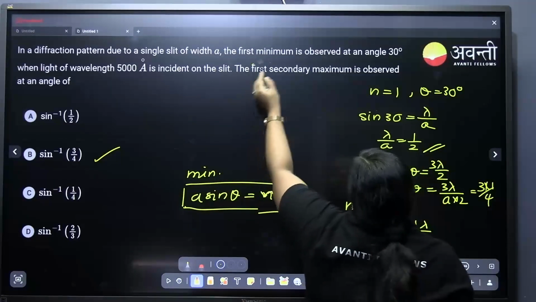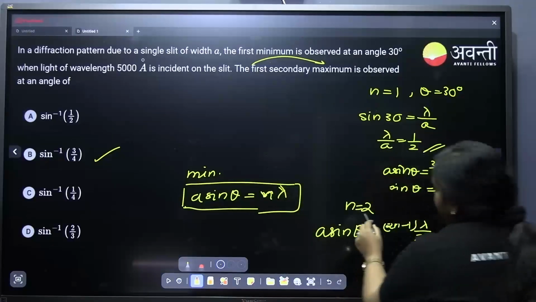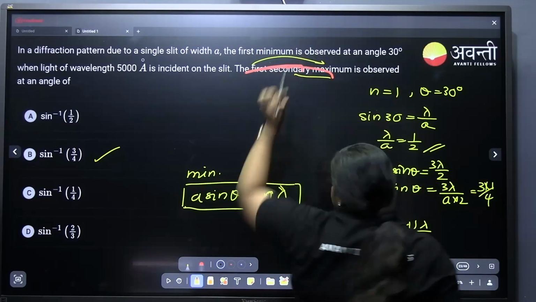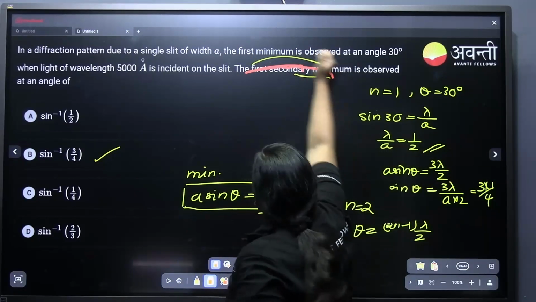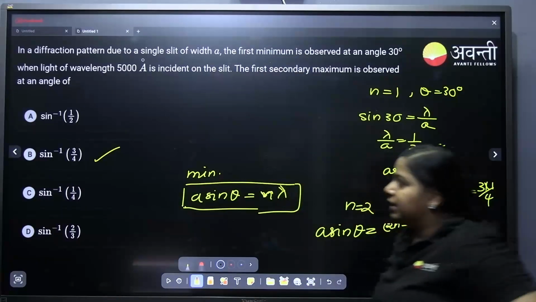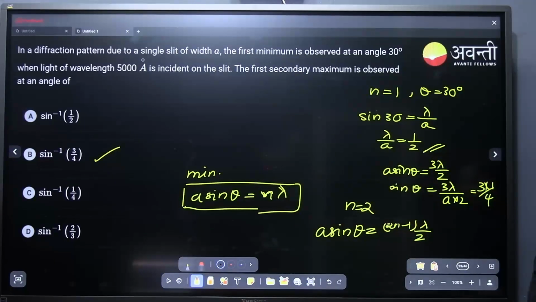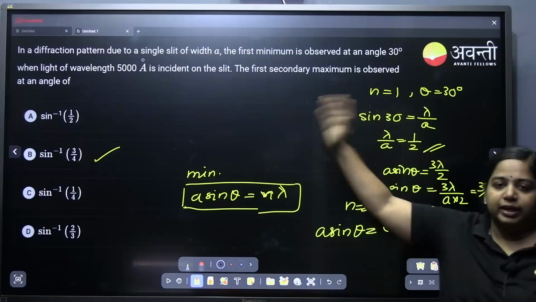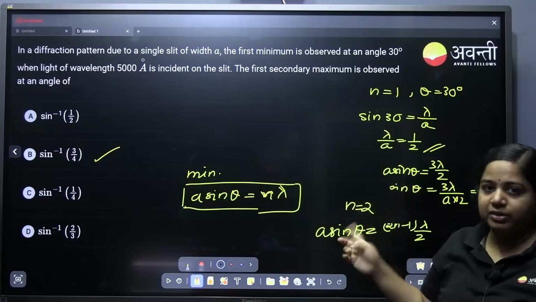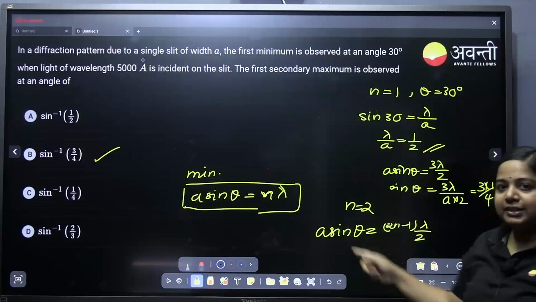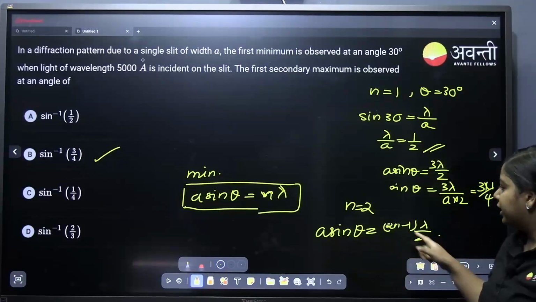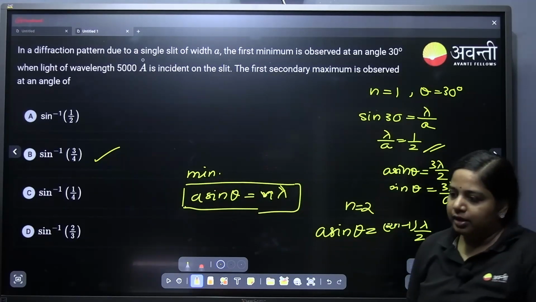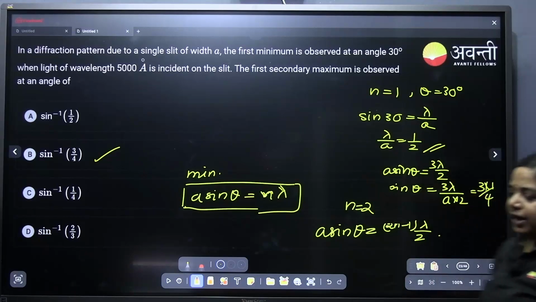If you are taking the first maxima, then we take n equal to 1, but here they are saying secondary maxima, so we are taking n equal to 2. Is there any doubt? First we found lambda by a from the given data in the question, like sin 30 degrees for the first minima. Then for the second maxima we use the condition for maxima and substitute lambda by a there. That's it. If no doubt, we can move on.